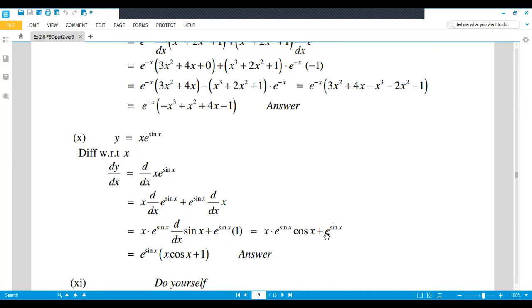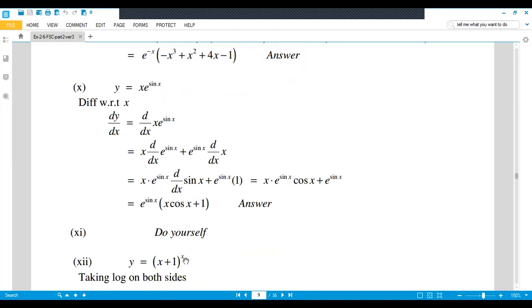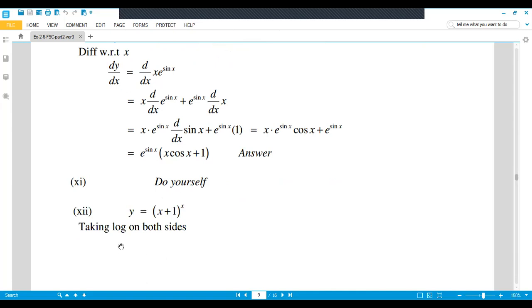In both terms, e^(sin x) is common, so you take it common, and you get e^(sin x) times (x cos x plus 1). The 11th part you do by yourself. Come to the 12th part.